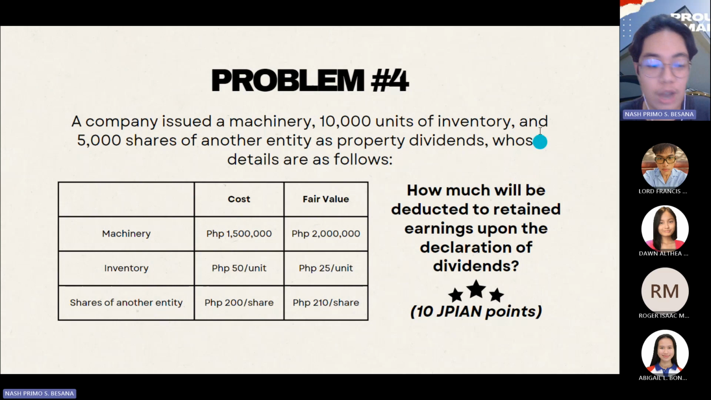So I would give you mga 5 minutes to compute on your own. And then if merong mag-answer, let us hear your thoughts. If wala naman, we can answer reveal na din after 5 minutes.